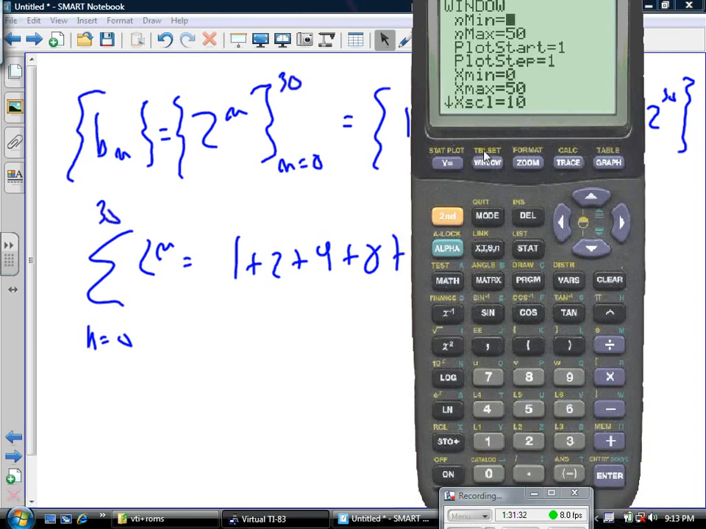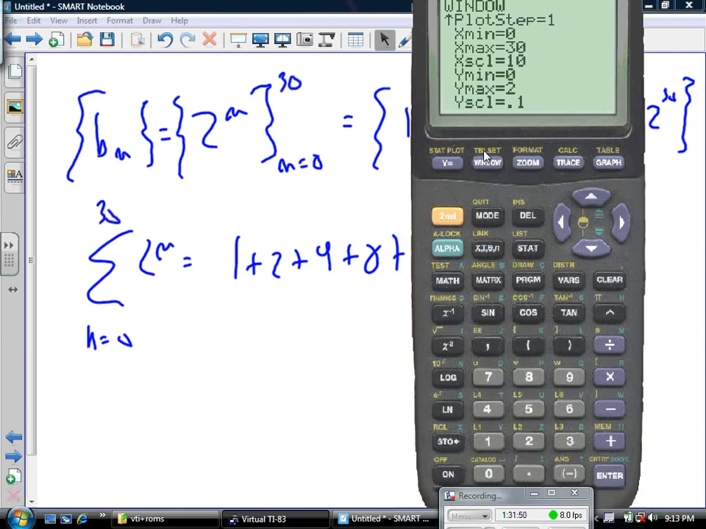Okay? What's a good window? N min was 0. N max was 30, right? It's only 31 days. Don't worry about this. Don't worry about this. I'm going to match this. It makes life easy to read the graph.